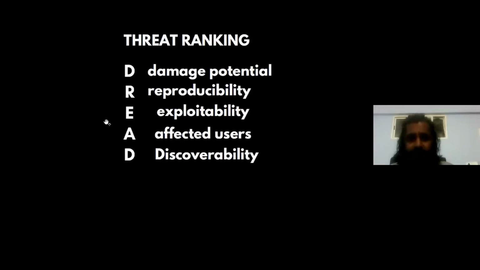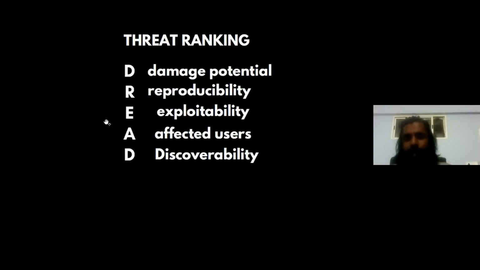Threat ranking: damage potential, reproducibility, exploitability, affected users, discoverability. Damage potential is something like how much damage is it causing to my reputation or to the application? Are there any affected users? And how did it affect them? So that's what D stands for. And reproducibility, how easily this can be reproduced.